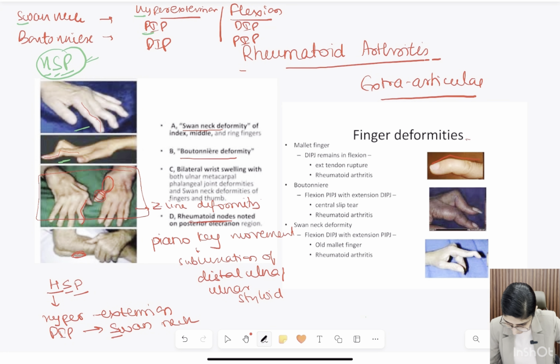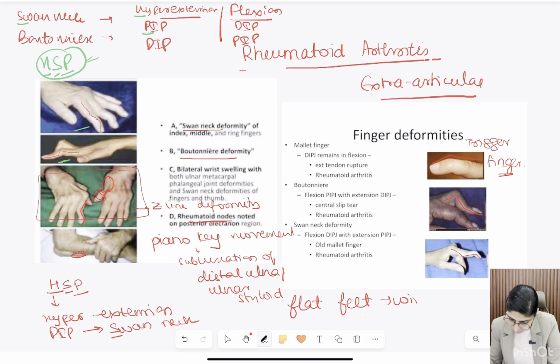So let me just add this for you. It is a trigger finger, also known as a mallet finger. And these are the Boutonniere deformity: flexion, hyperextension, and flexion. Then if we talk about feet, there is flat feet, also known as wind sweep deformity.